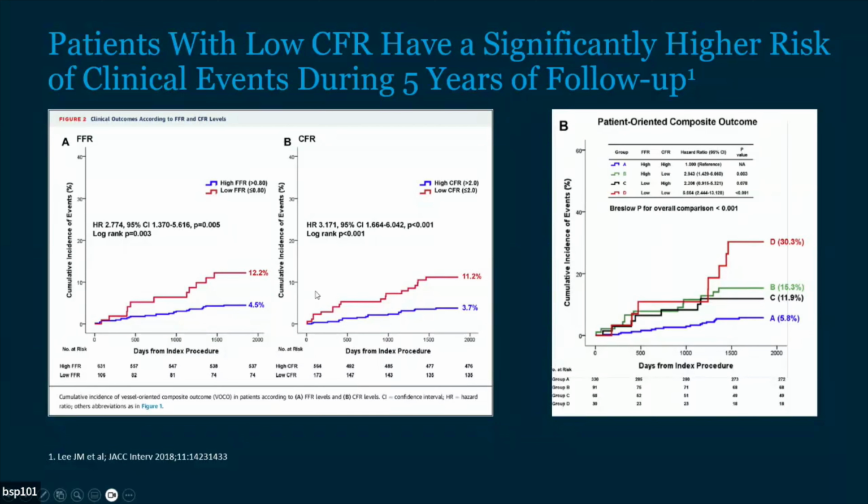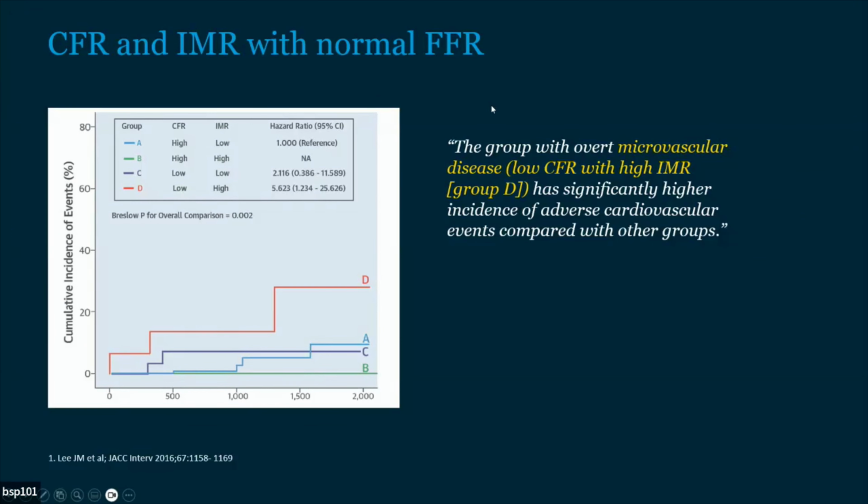First, this is just showing that if you have low CFR, not if it's due to epicardial disease, but if it's due to disease of the small vessels, you're at an increased risk for major cardiovascular events in the next 5 years. If you look specifically at patients with CMD, so those are patients with low CFR and high IMR, they're the most high risk for an increased event in the future.